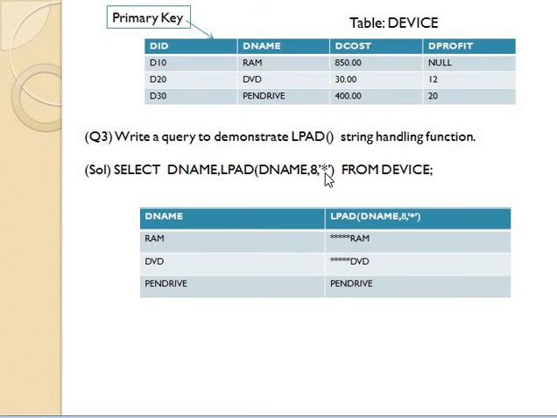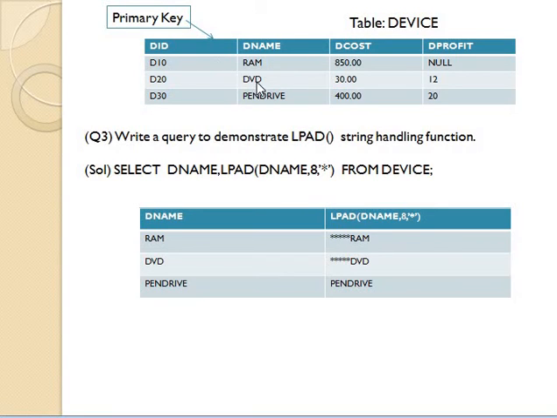Now should it be added towards the left or to the right? That we shall decide now. Since the name of the function is LPAD and L here denotes left, that's why this asterisk symbol should be added to the left part of this string RAM. So towards the left part of the string RAM, I have added 5 asterisk symbols so that the total number of characters comes to 8, as there are 5 asterisk symbols and 3 characters in this entry RAM. So 5 plus 3 comes to 8.